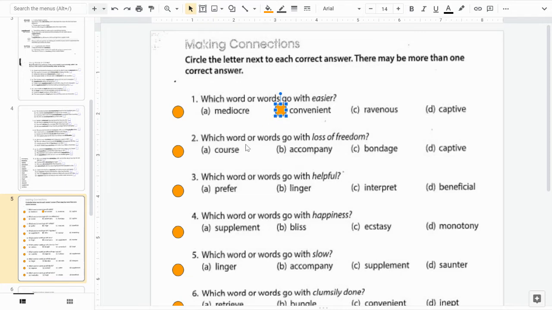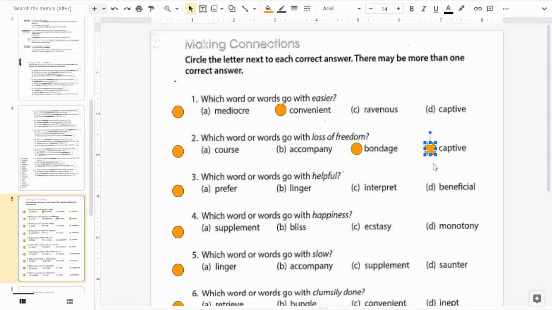Which word or words go with the loss of freedom? So one would be bondage. Notice that I need my cursor to appear as the little 4-way arrow. If it's only the 2-way arrow, then it's just going to deform the circle. The other word that goes with the loss of freedom would be captive. So bondage and captive, there's your first two.